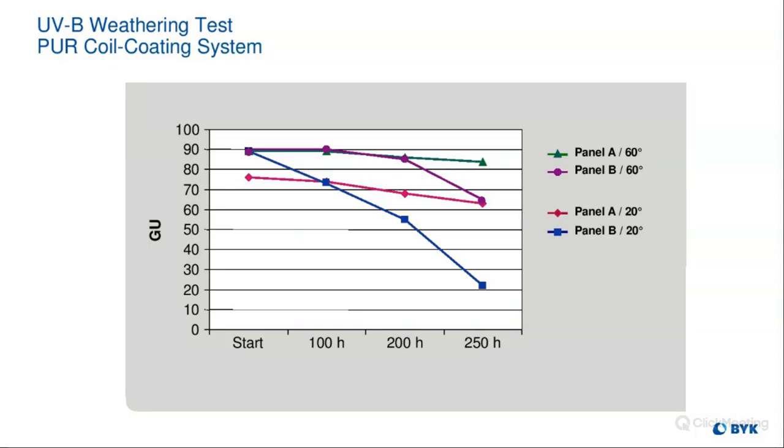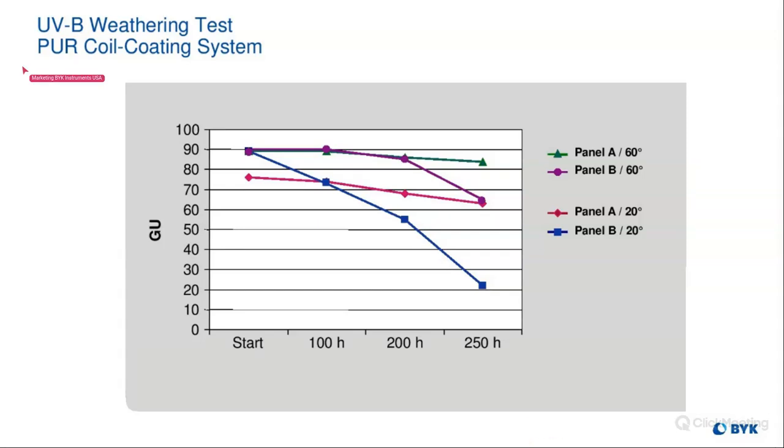All right, so why is it important, again, to use different angles for different types of things? Here is a great example of a weathering test that was done. We have two panels here, panel A and panel B. The green and the purple represent the measurements taken with a 60-degree angle, and the red and blue represent measurements taken at 20 degrees. Again, we start, and then we have a 100-hour measurement, a 200-hour measurement, and a 250-hour measurement.